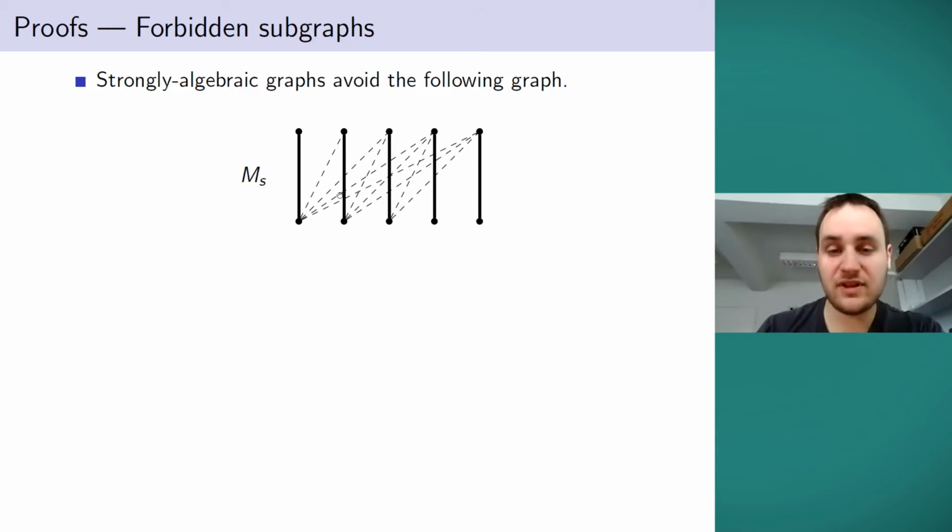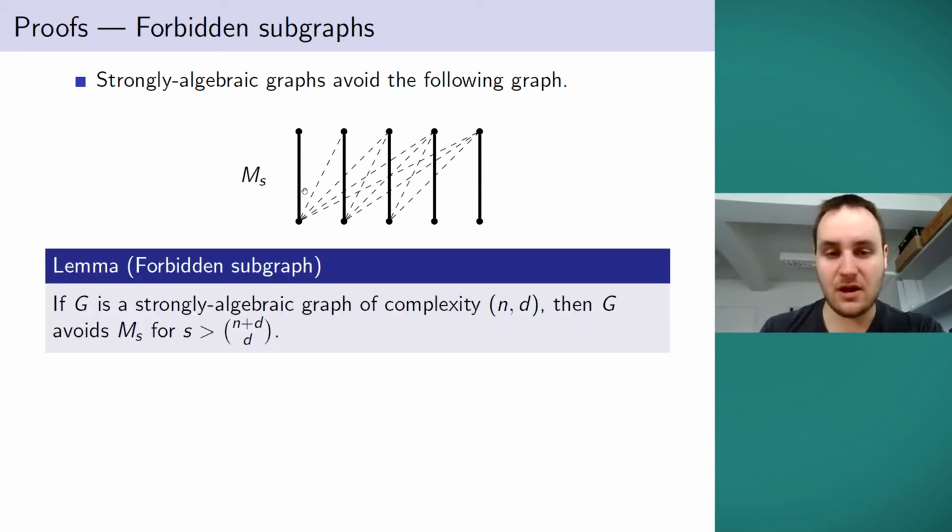And we can show that such graphs avoid the following graph as an induced subgraph, where S is at least M plus D choose D. So let me explain what this graph is. First of all, we have a matching of size S, which is formed by these edges. And then I have these dashed edges, which only go this forward way.